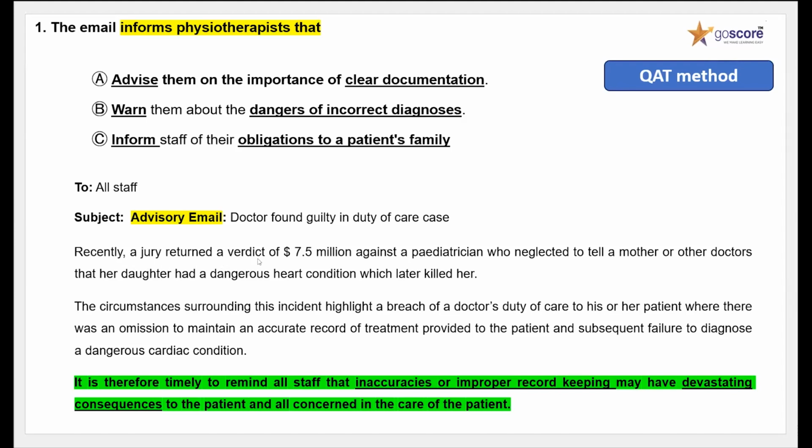Recently, a jury returned a verdict of $7.5 million against a pediatrician who neglected to tell a mother or other doctors that her daughter had a dangerous heart condition which later killed her. The circumstances surrounding this incident highlight a breach of a doctor's duty of care to his or her patient, where there was an omission to maintain an accurate record of treatment provided to the patient and subsequent failure to diagnose a dangerous cardiac condition. It is therefore timely to remind all staff that inaccuracies or improper record keeping may have devastating consequences to the patient and all concerned in the care of the patient.